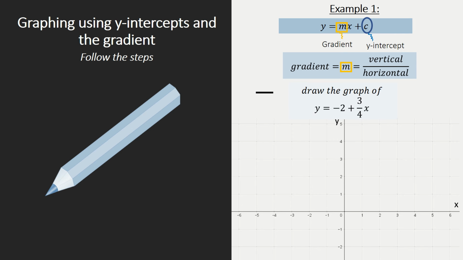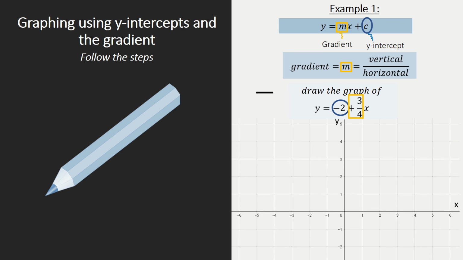So, an example question. Draw the graph of y equals minus 2 plus 3 over 4x. Your first step is to have a look at what the gradient is and what the y-intercept is. We know that the lonely number, so just the number on its own, is called the y-intercept. And that the number before our x, so before our variable, is called the gradient. So 3 over 4 is our gradient.